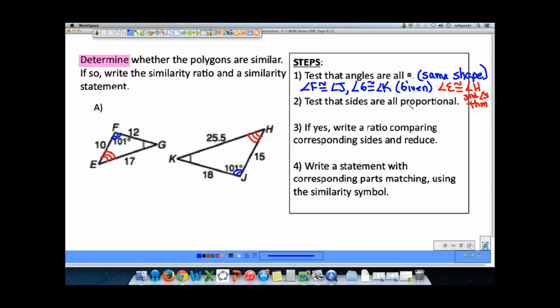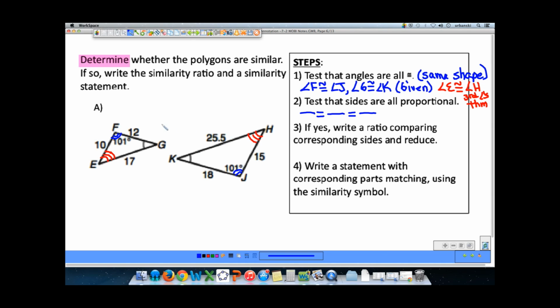Okay, test that the sides are proportional. This is a lot easier. All you have to do is set up the number of ratios that you have in the problem. And there's 3 sides, so you have to make 3 ratios. And we're trying to show that the sides will be in the same proportion. The sides will be corresponding there.